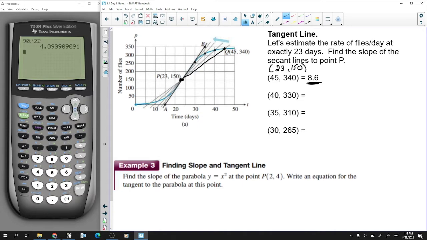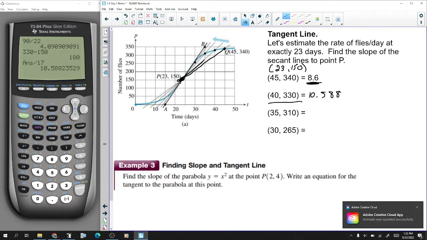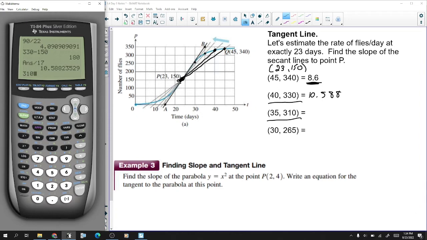Now keep in mind that we're starting at (23, 150). To find the slope of this secant line, it's 330 minus 150, and we'll divide by 17. Let's say it's 10.588. Now we can get a little closer to this point, call that point (35, 310). So we take 310 minus 150 and divide by 12, since 23 to 35 is 12. That slope is 13 and a third, so 13.333.